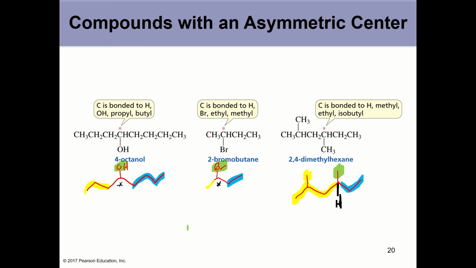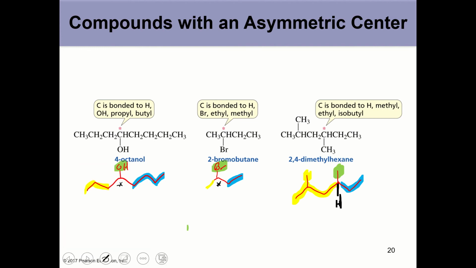Compounds with an asymmetric center, having 4 different groups, and asymmetric center can be used interchangeably with the term chiral center. Some people say chiral center rather than asymmetric center. You should be prepared to hear this called many different things.